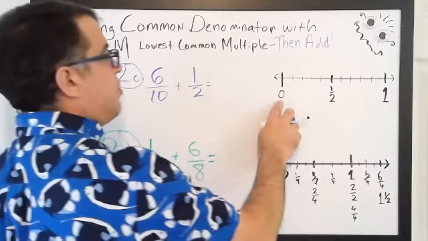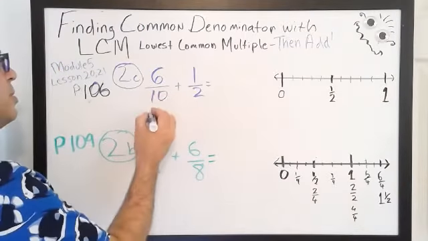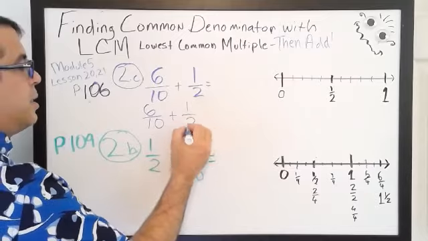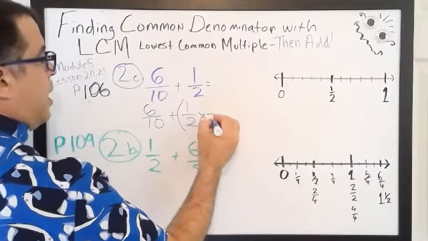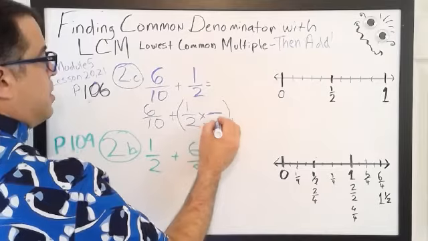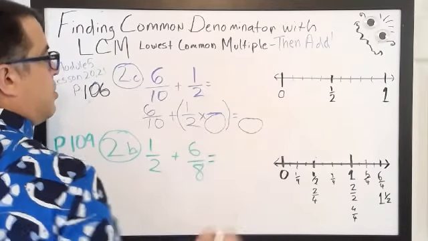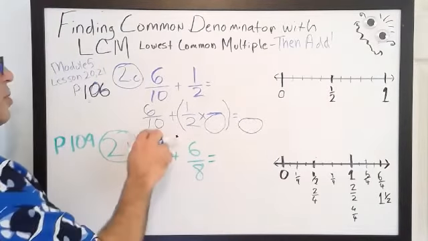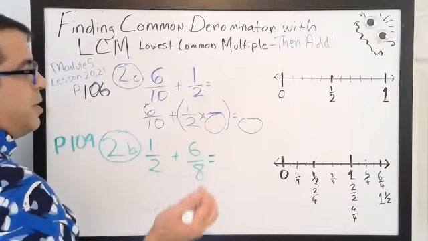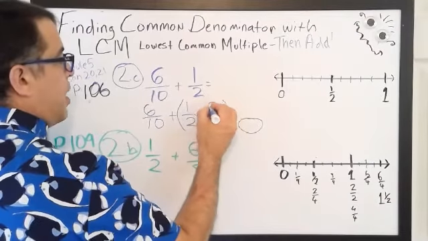You can see I've made a number line from 0 to 1, and I'm showing 1/2. And I need to ask the question, what do I multiply times 1/2, since that is the one that's different, to give me a denominator equal to 10? What do we multiply top and bottom to give me a 10 on the bottom? That should be easy, right? 2, 4, 6, 8, 10. That's the fifth multiple. That means we multiply 5 over 5.